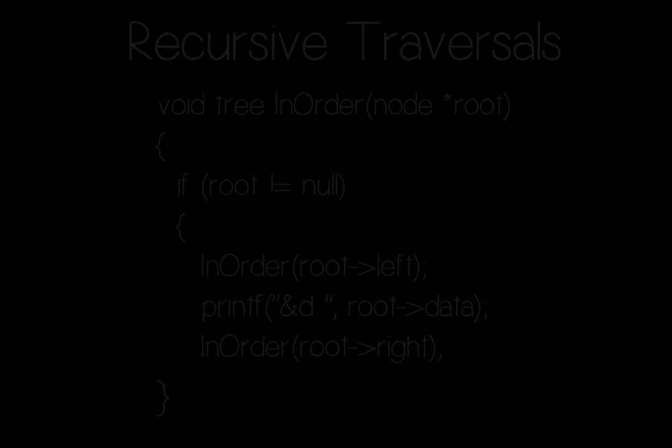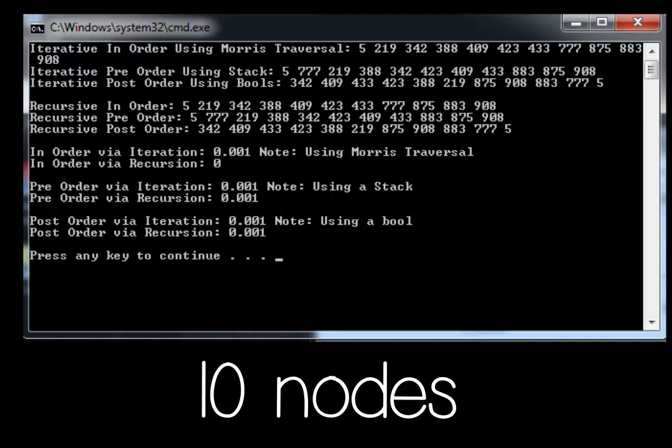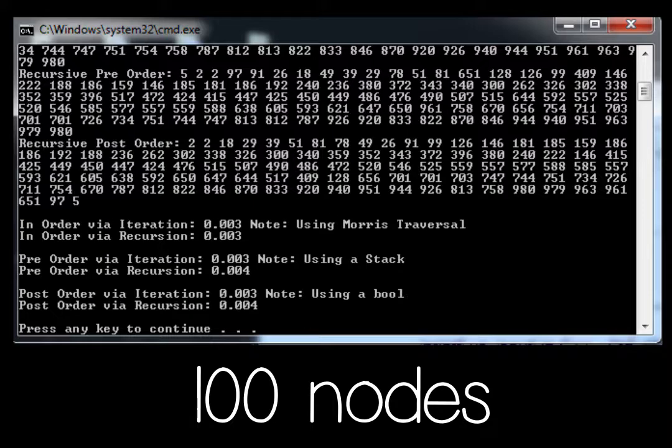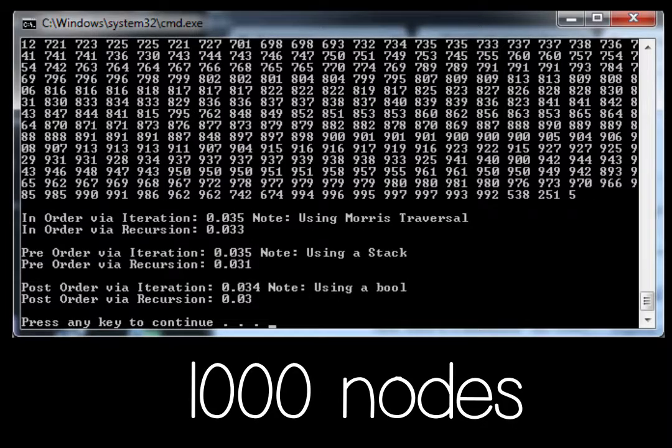So let's start with just a tree of 10 nodes, just to make sure everything works properly. So the output shows that each sort function is working, so that's good. So far there's no real difference between iteration and recursion, so let's up it to 100 nodes. And recursion is lagging behind by a fraction of a second. How about we just move on to 1,000 nodes? And recursion takes the lead again, but not by much. So let's do a quick check to make sure our times are doubling along with our data sets.